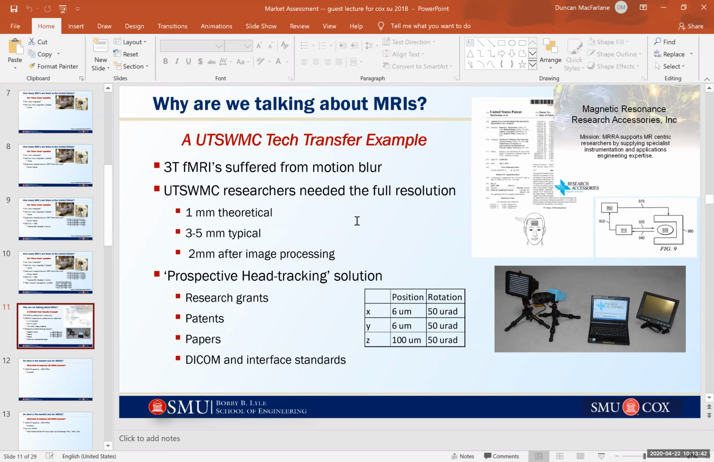So what we developed was, and the problem was brought to me by the head of radiology at UT Southwestern Medical Center, and we started to solve the problem together over lunch, and that led to a series of patents and research grants to support the development of this product.